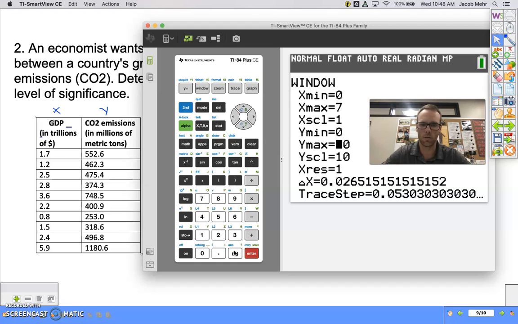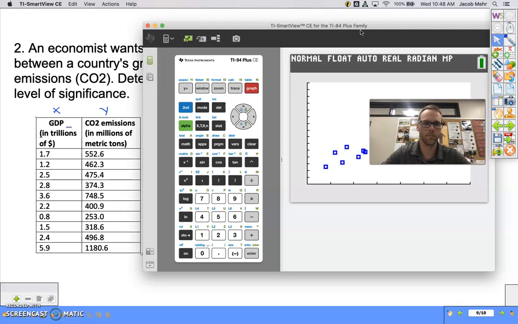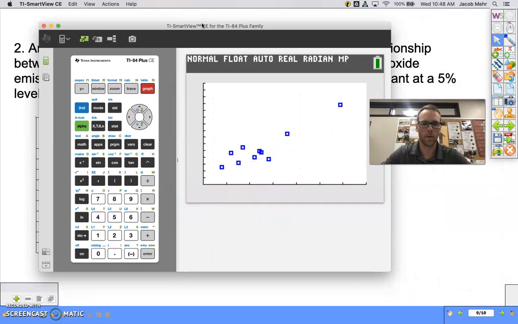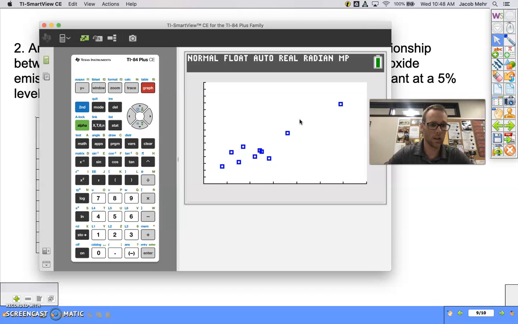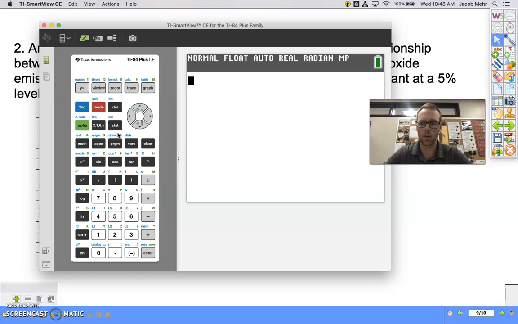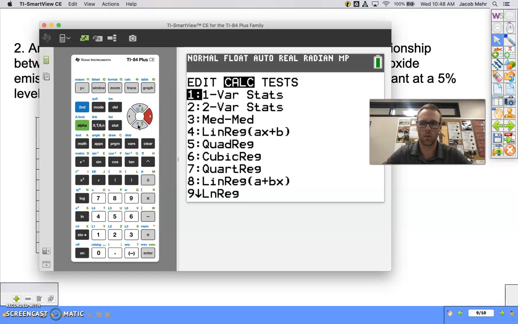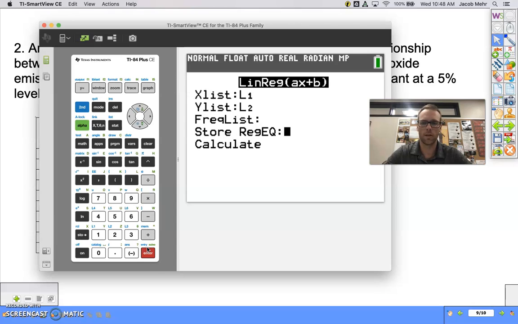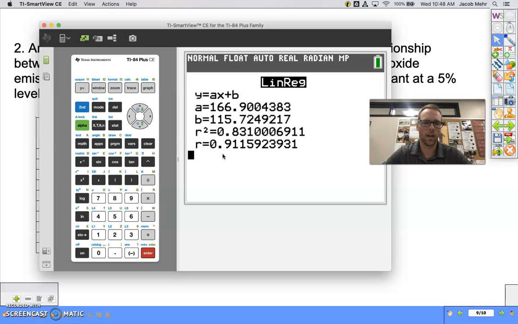Let's go 0 to 1,500. There we go. And let's send that one by 100s. And let's hit graph. Okay, so it looks to me like there is a relationship. Let's see how strong that correlation is. So we are going to quit out of this. We are going to choose stat, calculate. We're going to choose linear regression. All that looks good. Let's calculate, and we get an R value of 0.912.